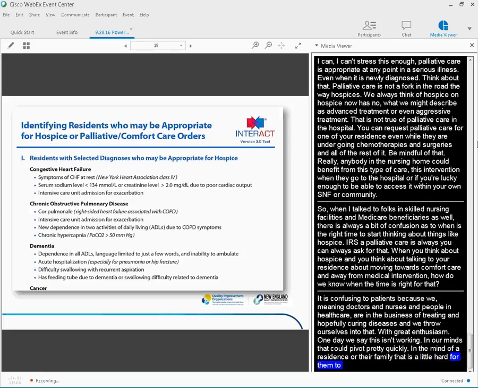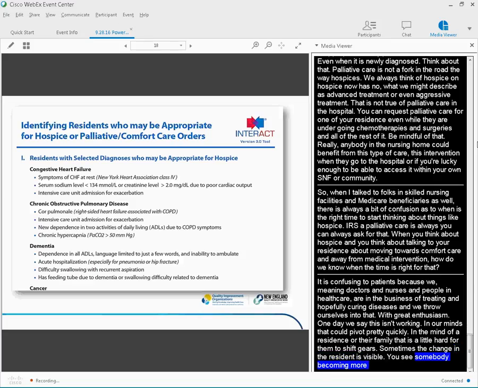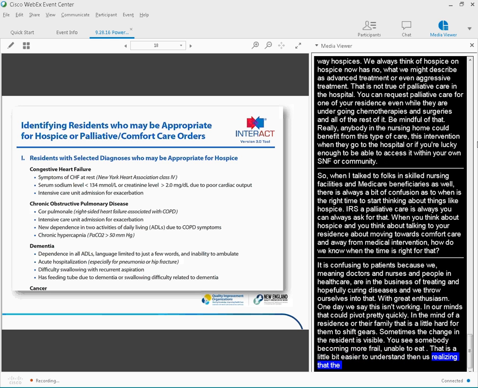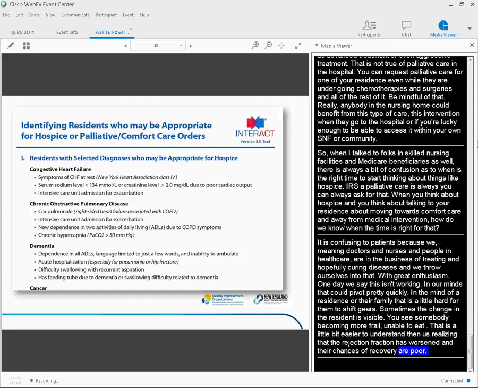You see somebody becoming more frail, unable to eat. That's a little bit easier to understand than us realizing that the rejection fraction has worsened and their chances of recovery are poor. So another tool that INTERACT gives us is some guidelines about when hospice care is more appropriate.